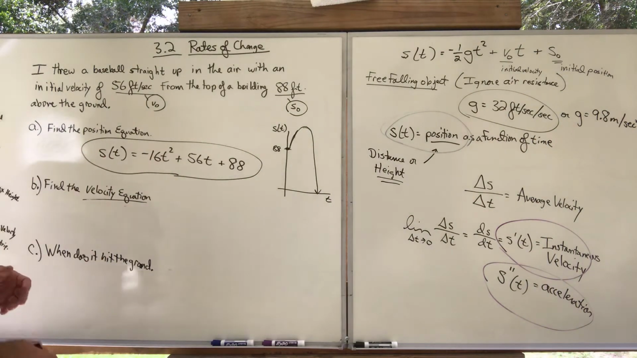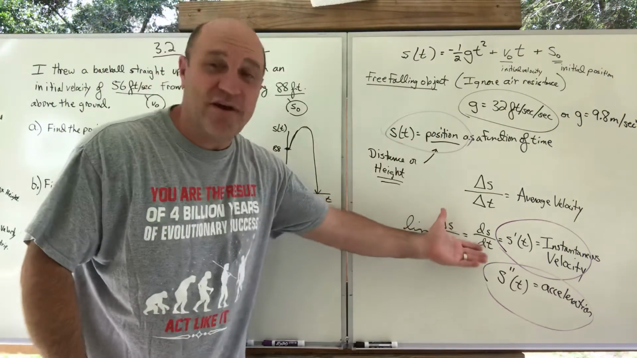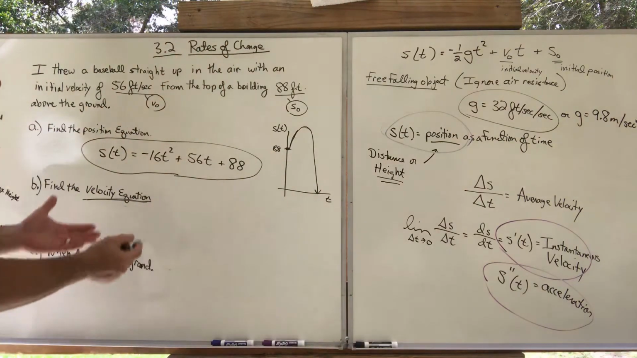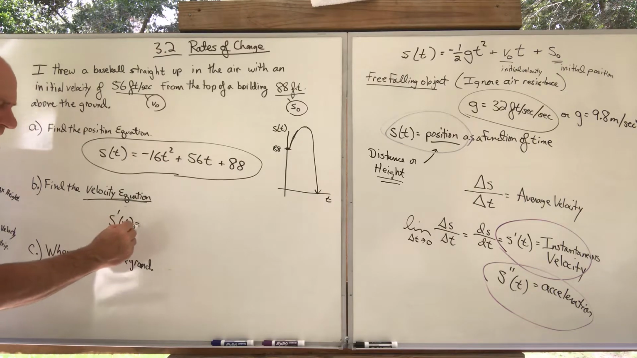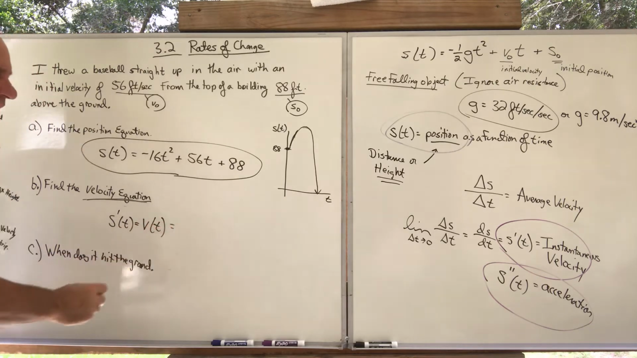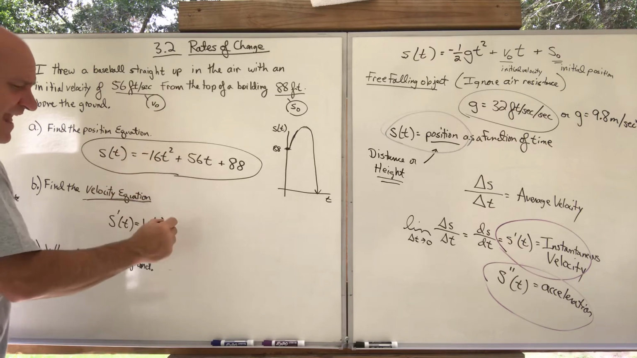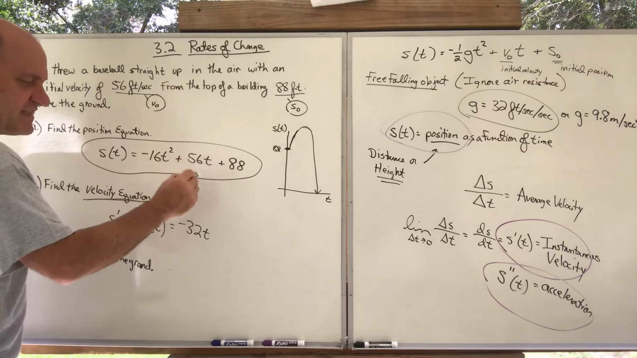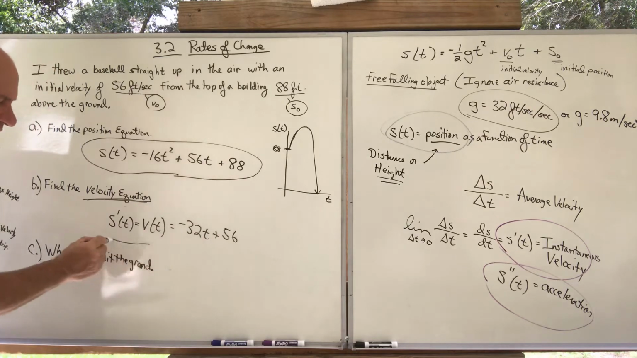All right, next question wants the velocity equation. The derivative of position is velocity. So here it is. It's an easy derivative, you guys. It's called S prime of t, although I might want to call it V of t also. It is the derivative using a little power rule. It's so easy. Negative 32t plus 56. That's how you use the power rule, right, you guys? The 88 goes to 0, and there it is.